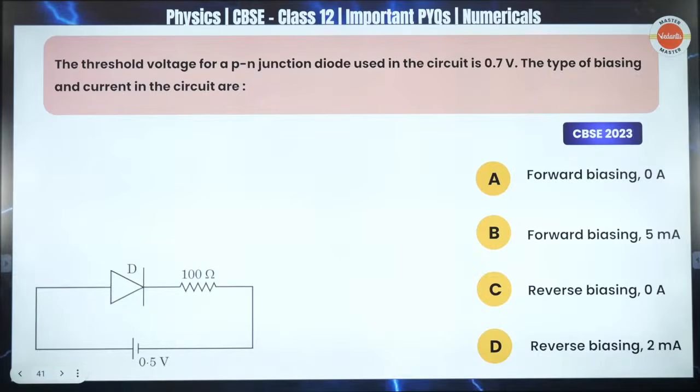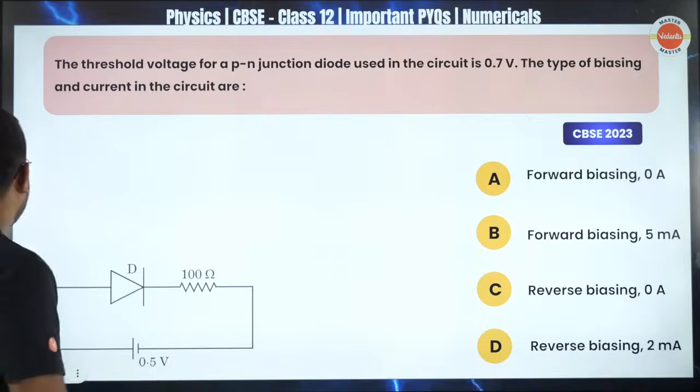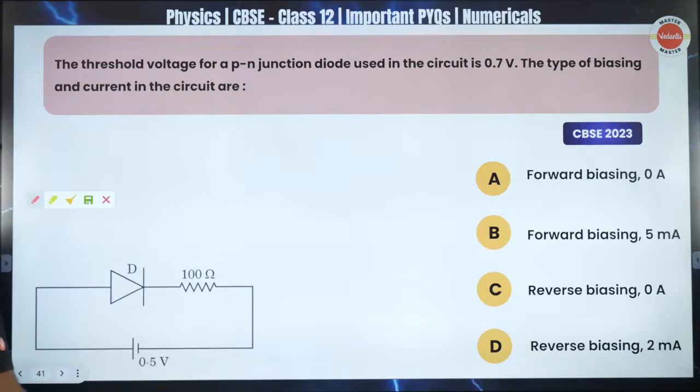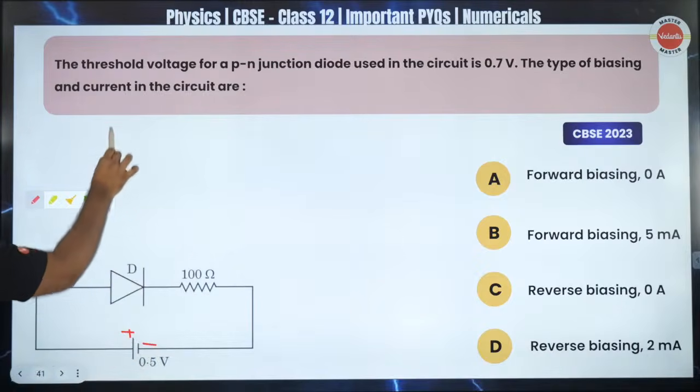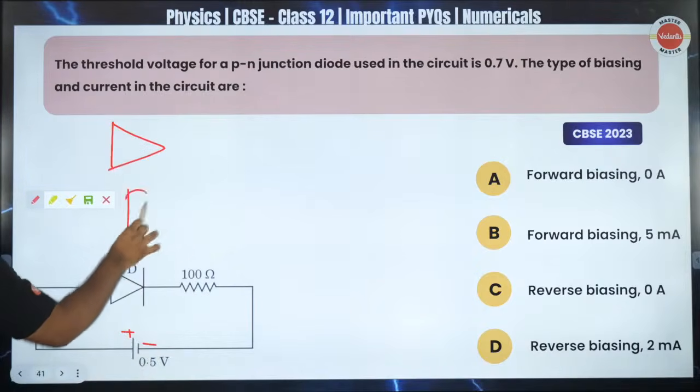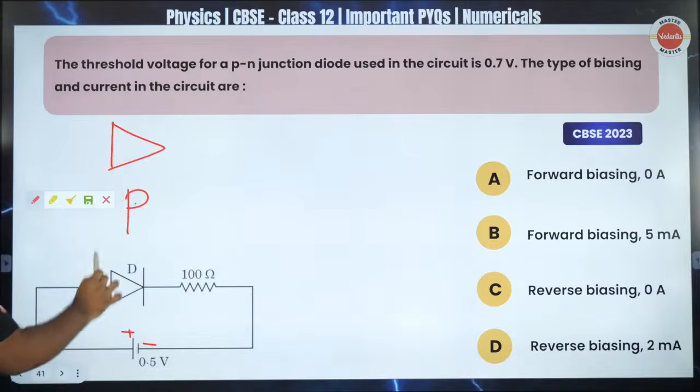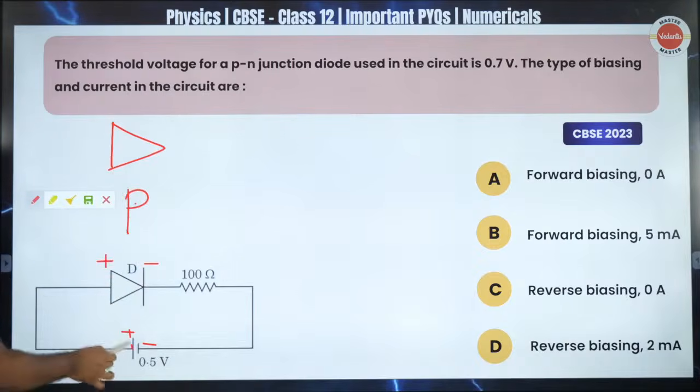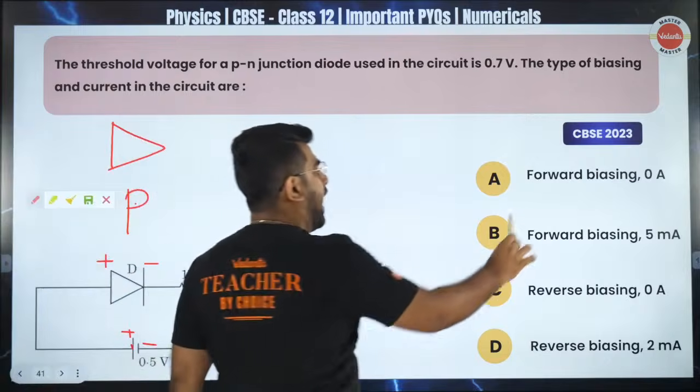Okay, next one. What is the answer here? The threshold voltage is 0.7. Is it forward bias or reverse bias? Very good, answer is A. It's forward. If the diode symbol looks like a P, then this side is positive and this side is negative. So positive means forward. So the answer is forward.